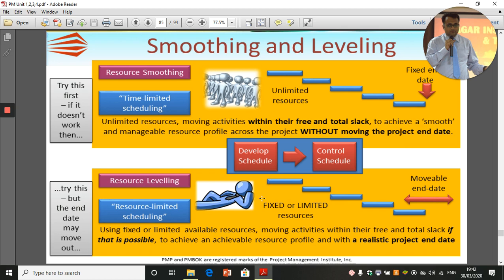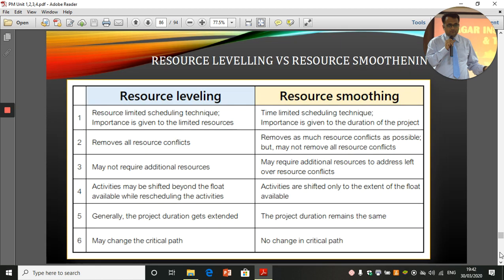Then resource allocation here. Resource leveling has a resource-limited schedule, where you can move your end date but your resources are limited. So what you normally do is try to save your resources and try to finish maybe sooner or later than the schedule, but you try to save your resources for each and every process which is required to complete the project.